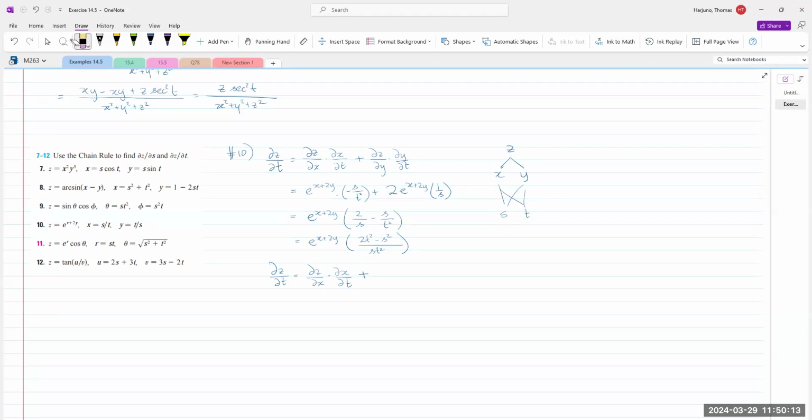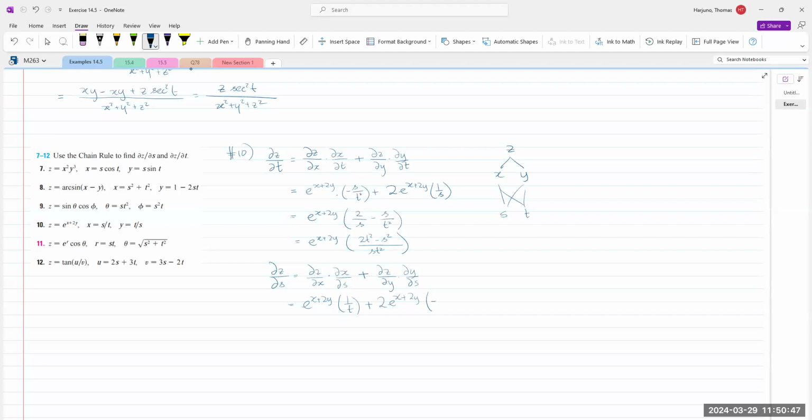Okay, now I'm about to do ∂c/∂s. I just realized that. Where's my mind so far? So this is ∂c/∂y ∂s. Okay, so we have e^(x+2y) times ∂x, that's 1 over t, plus 2e^(x+2y).